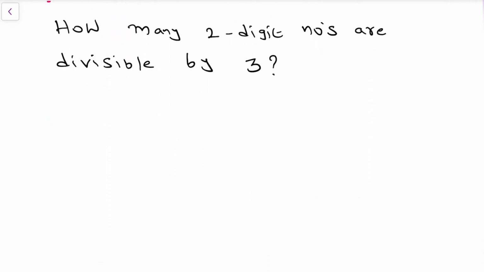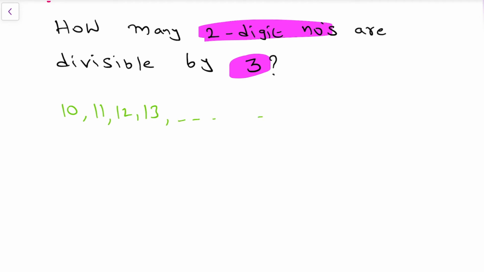Next question. This is one of the important questions again. How many 2-digit numbers are there which are divisible by 3? Let us check now. 2-digit numbers we want. So 2-digit numbers means they will start from 10. So 10, 11, 12, 13, 14, 15, 16 till 99. These all are 2-digit numbers.